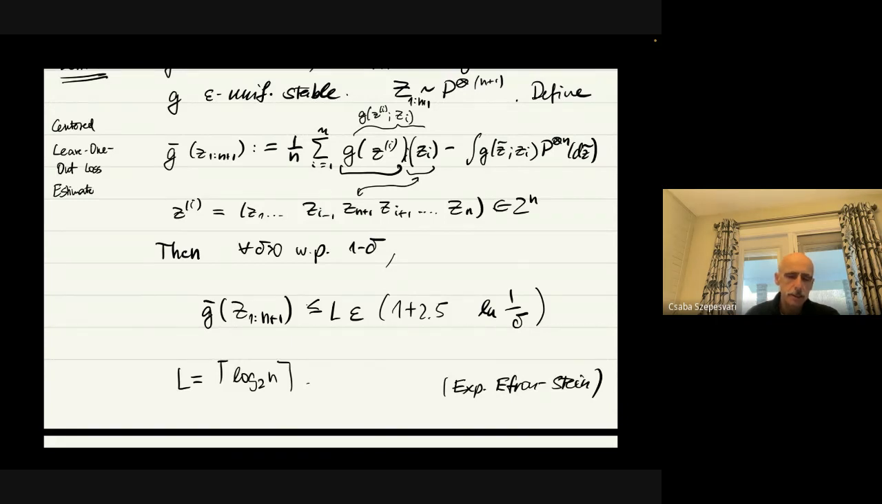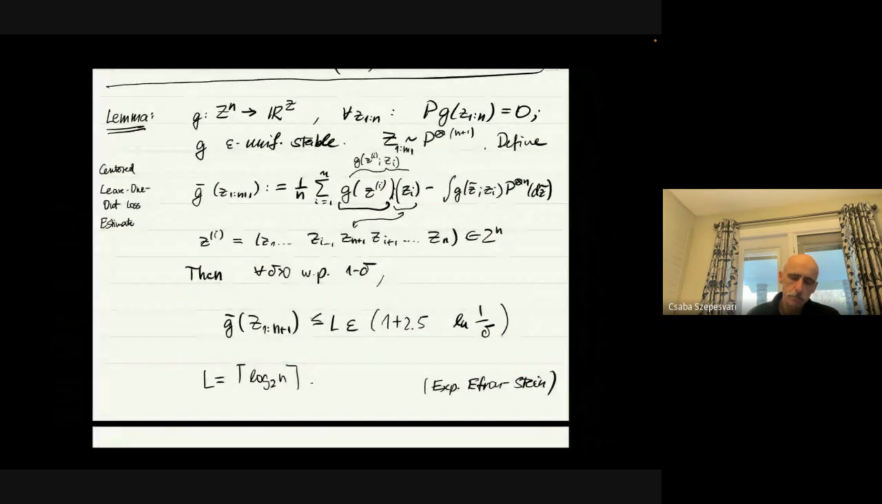So this lemma says that for every delta, with probability at least 1 minus delta, the centered leave one out loss estimate cannot be too large. There's some log term, so somehow n is creeping in. We have seen similar things, under the square root log n; sometimes it appears in some union bounds. And there's the epsilon uniform stability constant and the log 1 over delta term. So there is concentration of the centered leave one out estimate around 0, and it's governed by how stable the underlying map is.